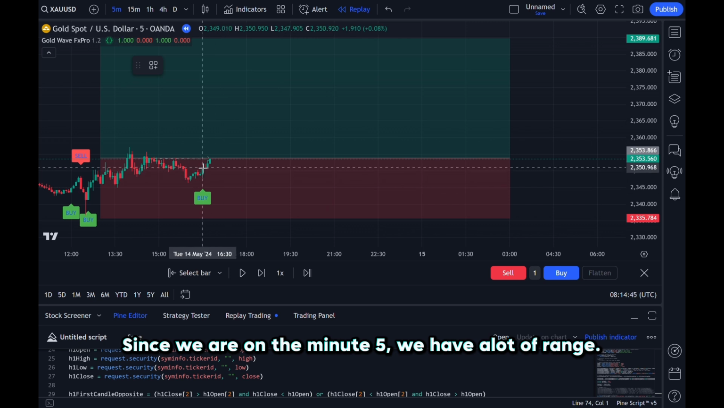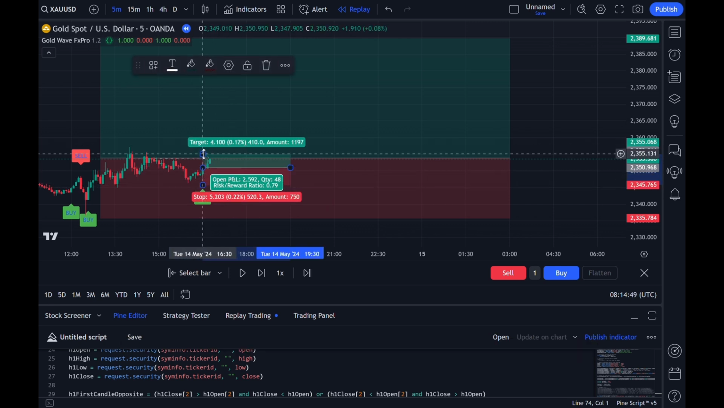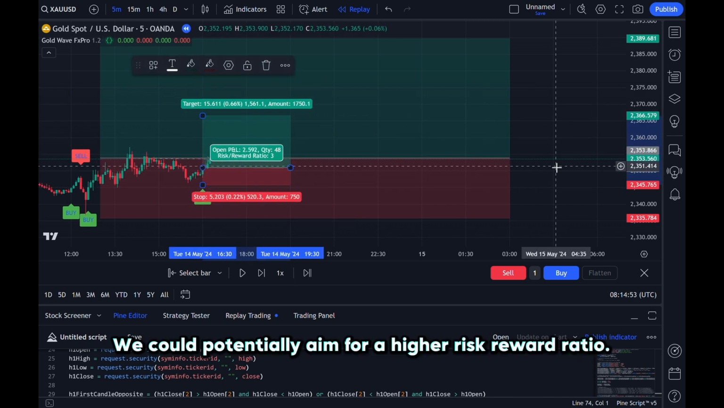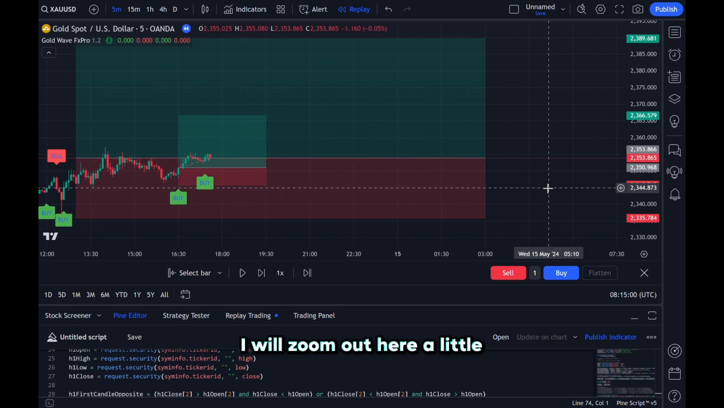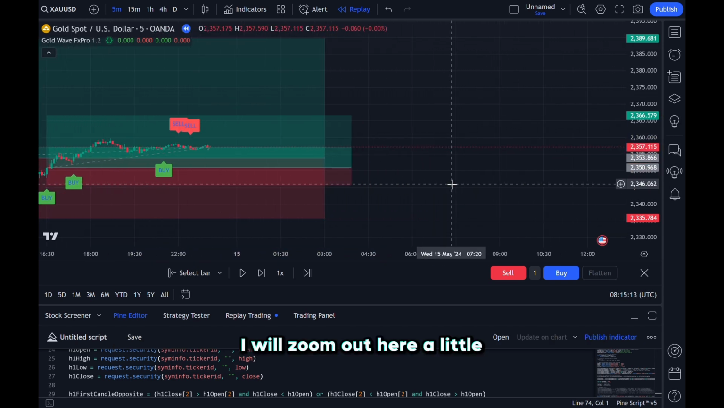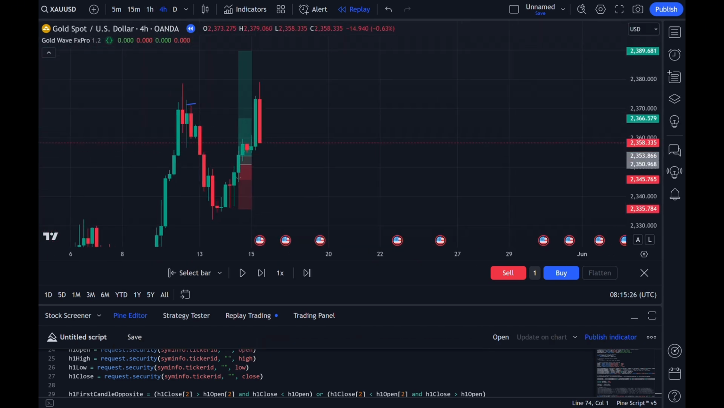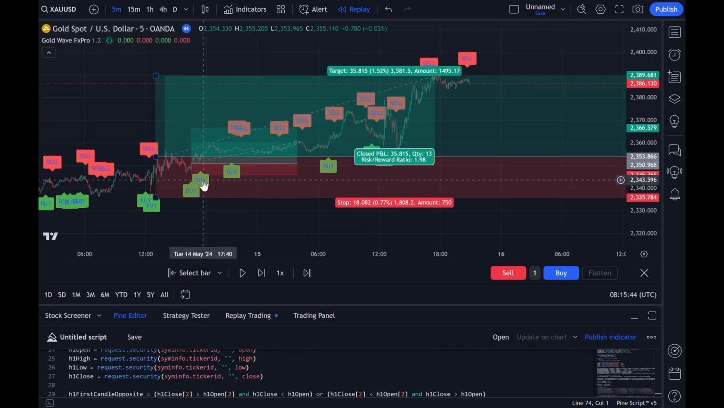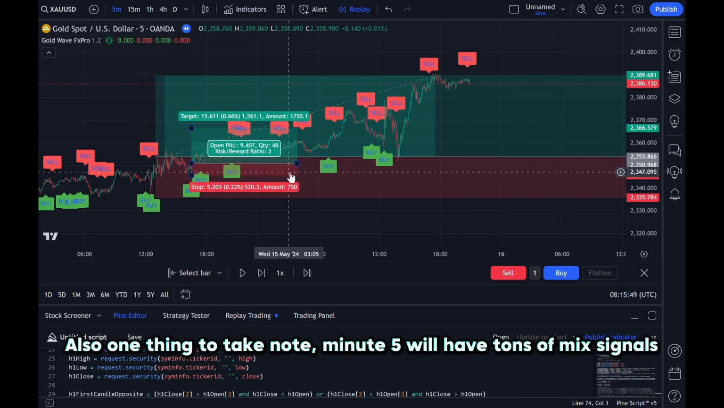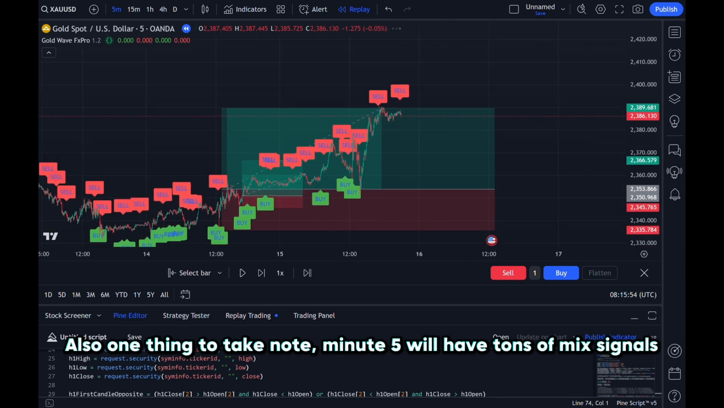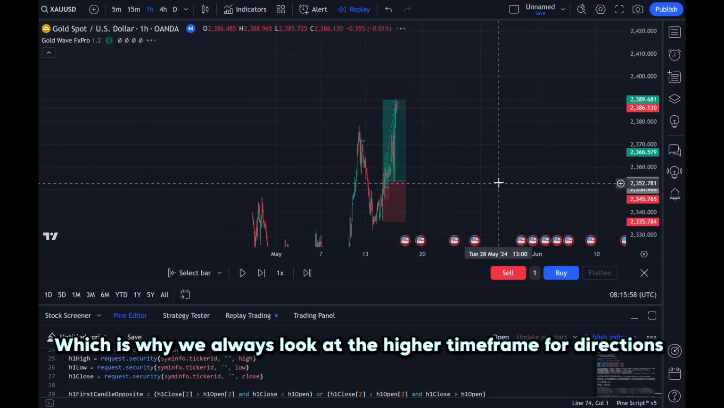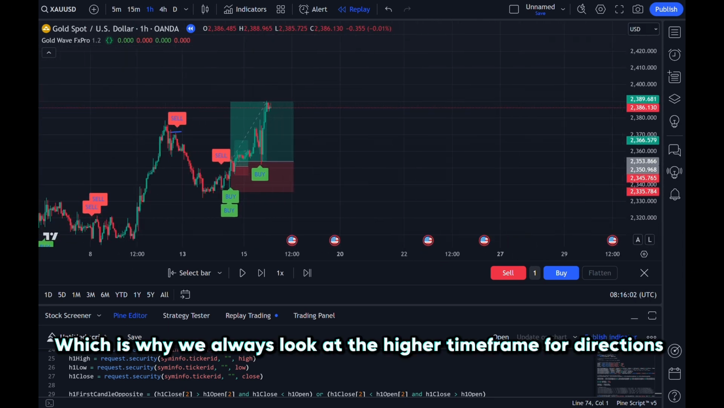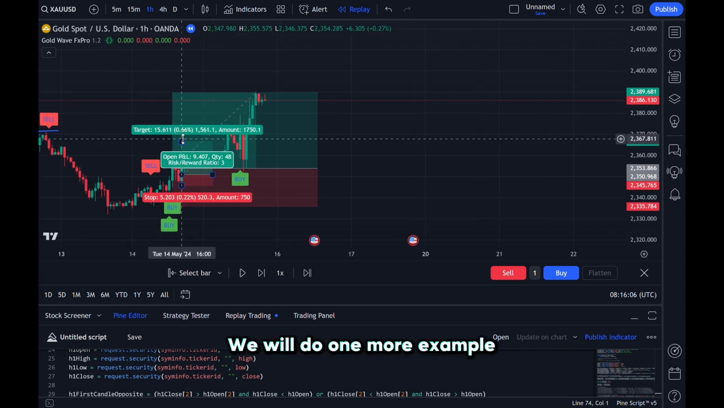Since we are on the minute 5, we have a lot of range. We could potentially aim for a higher risk-reward ratio. I will zoom out here a little. And as you can see, we already hit our profit target. Also, one thing to take note, minute 5 will have tons of mixed signals, which is why we always look at the higher time frame for directions. We will do one more example.